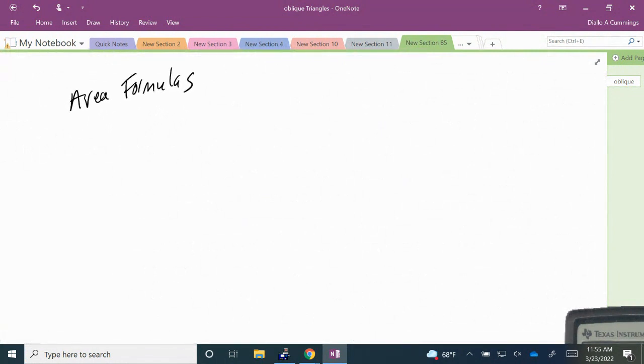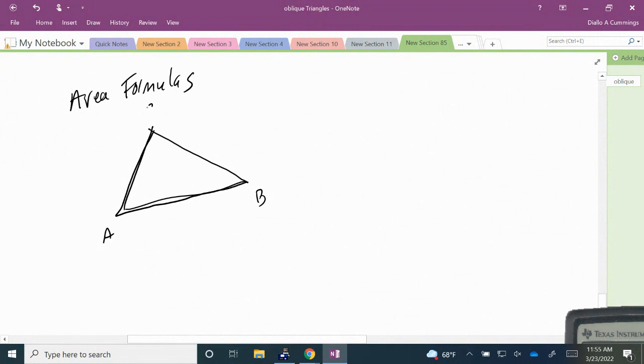So now if you're not given the height, here are some alternative formulas in order to find the area. So I'm going to just draw out this triangle. So we have, this is angle A, this is angle B, this is angle C. And here I'm just using standard labeling, right? Which means that the angle measures are capital letters, the side lengths are lowercase letters. So the side that's opposite angle A is side length a. The side that's opposite angle B is side length b. And the side that's opposite angle C is side length c.